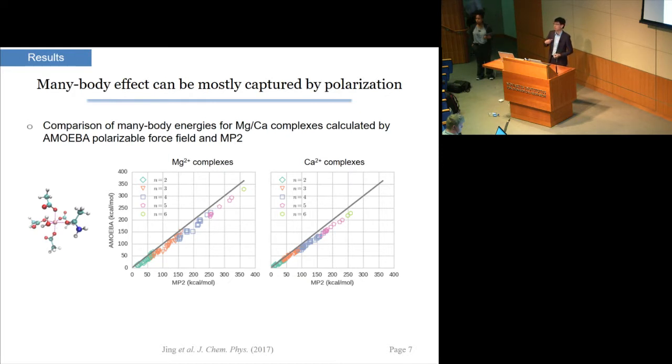Which parameter are you talking about? They wrote this paper last year in JACS, on magnesium. But this is for the AMOEBA force field. Yeah, I was wondering about the effective size difference. I don't know if they're fundamentally very different.